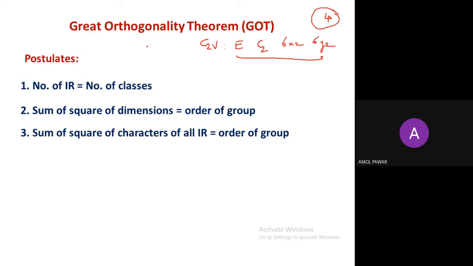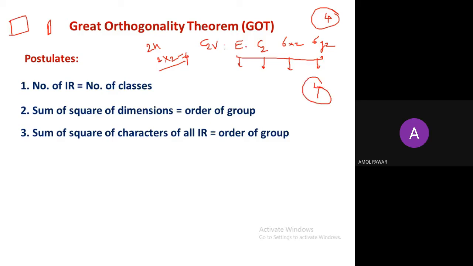What is the order of the C2V point group? The order for C2V is determined by using the formula 2n. So 2 into n, where n is 2, is equal to 4. So here the order is 4. Number of elements is equal to 4. Now what is meant by class? E has its own class, C2 has its own class, sigma xz has its own class, sigma yz has its own class, because sigma xz is the molecular plane, whereas sigma yz is the reflection between the two hydrogen atoms. So the class for C2V is also 4.